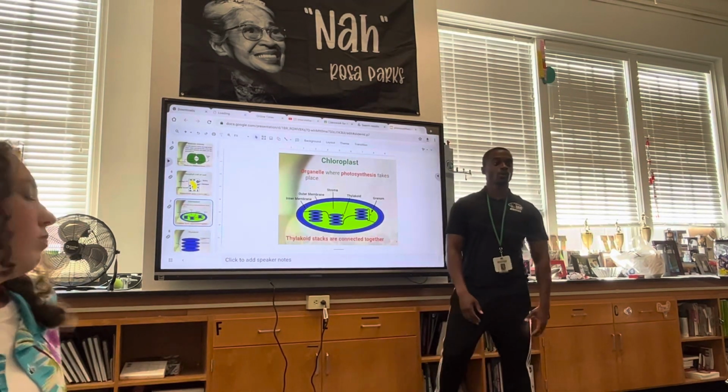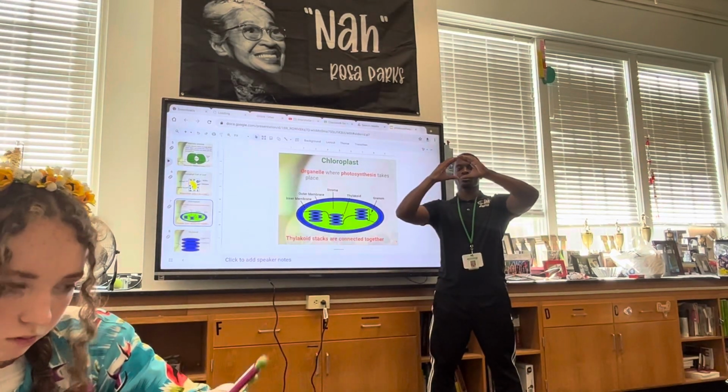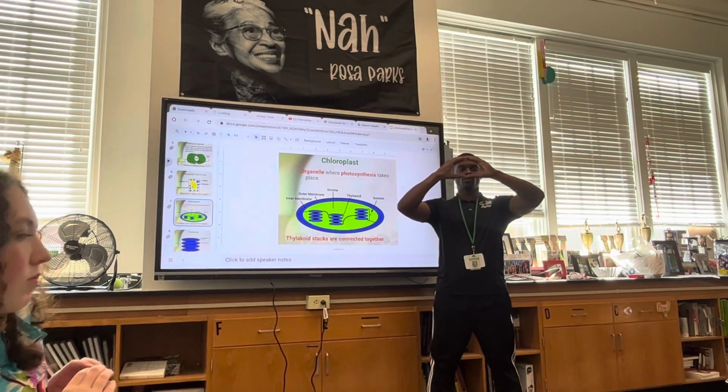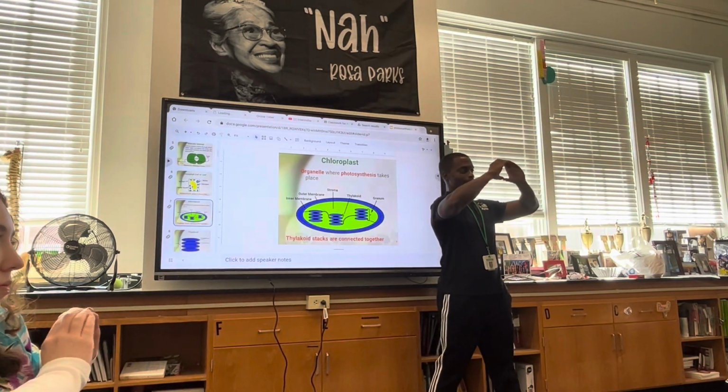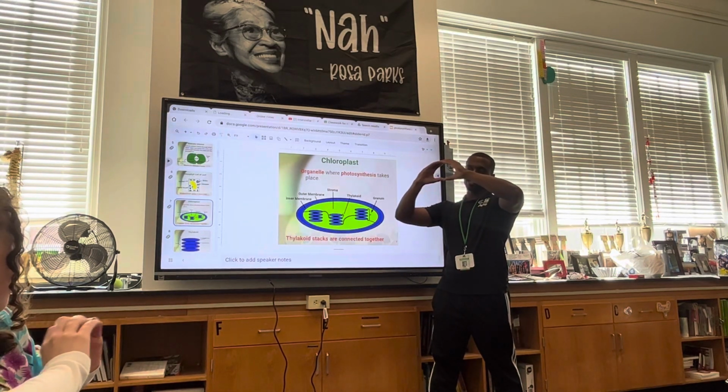Here we go. Good old chloroplast, because we're not talking about mitochondria. Everybody do your hands like this. Try to make it oval. I'm going to try my hardest. Okay, so that's the shape of a chloroplast.